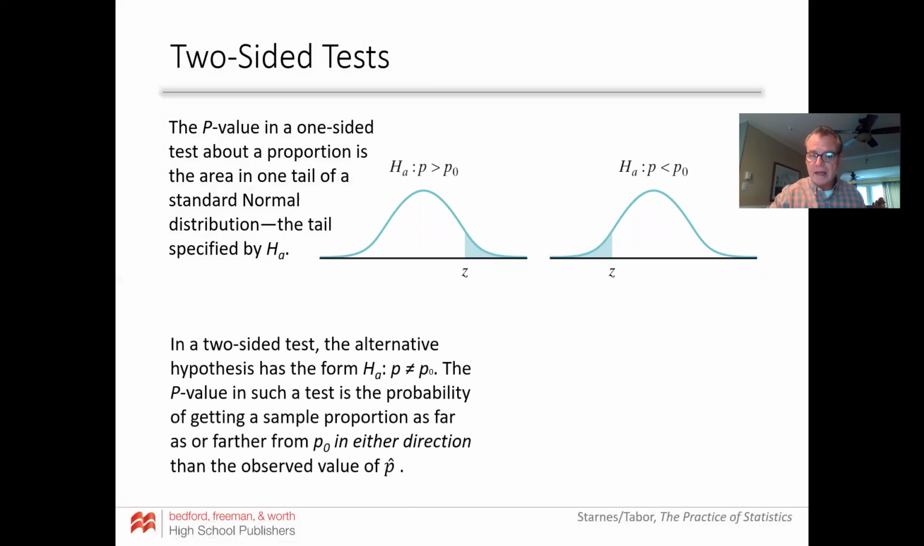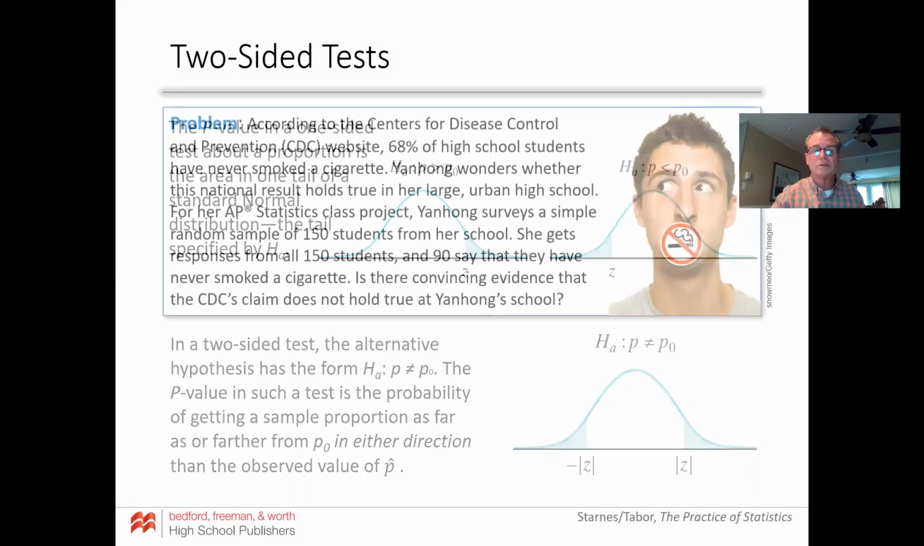In a two-sided test, the calculator does this for you. When you choose a two-sided test, it adds the area. The p-value is the sum of those two tails. You don't have to do any calculations. You just have to compare the p-value to the alpha level. And this more closely corresponds to the confidence interval, the two-sided test.